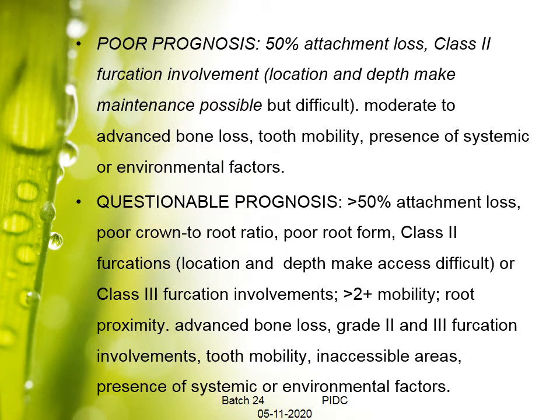Questionable prognosis, if there is more than 50% of attachment loss, poor crown to root ratio, poor root form, class 2 furcations which make the location and depth a little difficult to access, or class 3 furcation involvement, more than grade 2 mobility, root proximity, advanced bone loss, grade 2 and grade 3 furcation involvements, tooth mobility, inaccessible areas, presence of systemic or environmental factors. So, if a tooth or the overall dentition has any one of these categories, then they fall into the questionable category.